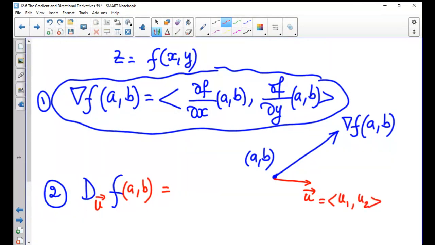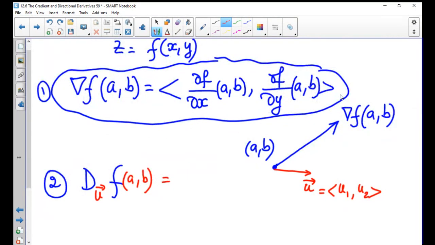Do you remember the rule? What is it exactly? The directional derivative of f in the direction of a vector u. Any idea? How do we calculate this? The directional derivative. Yes, it's actually fx at AB multiplied by u1 plus fy at AB multiplied by u2. That's one way of looking at it.